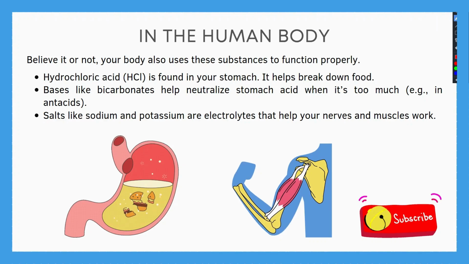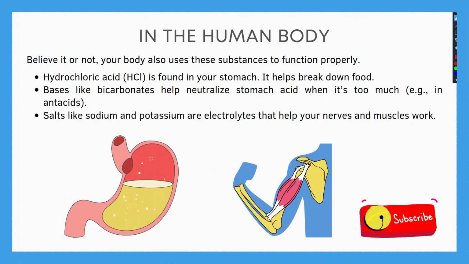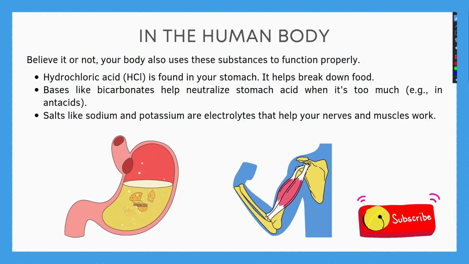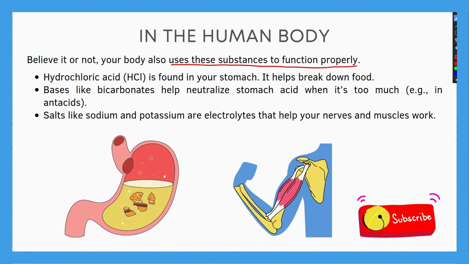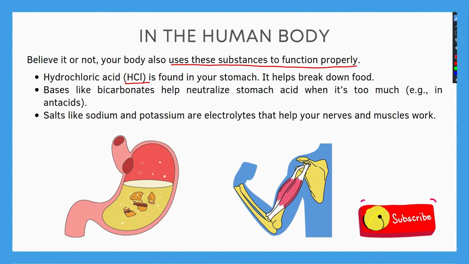The next thing we want to talk about is the application of salts, acids and bases in the human body. Now, somebody might be surprised and might be thinking, wow, salts and acids actually have something to do with my body. Yes, and whether you believe it or not, your body uses these substances, salts, acids, and bases, in order to function properly. First of all, hydrochloric acid, HCl, is found in your stomach.